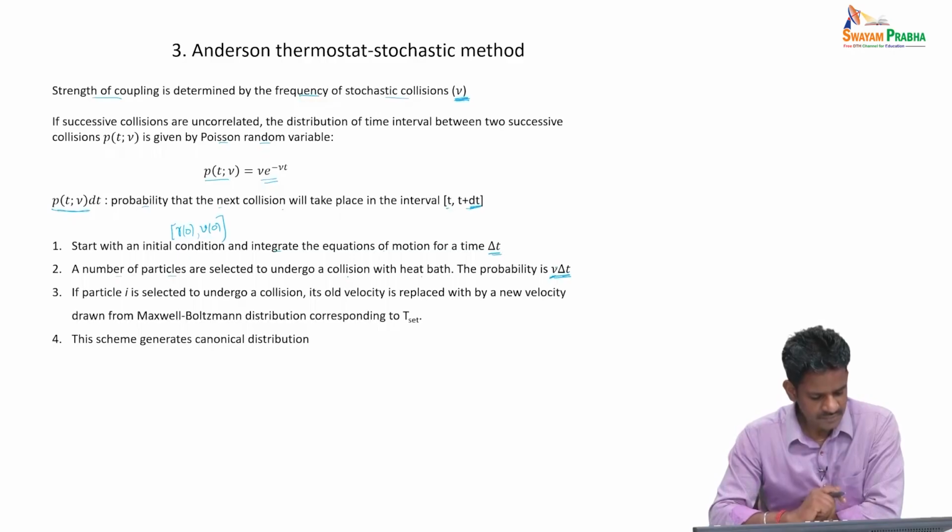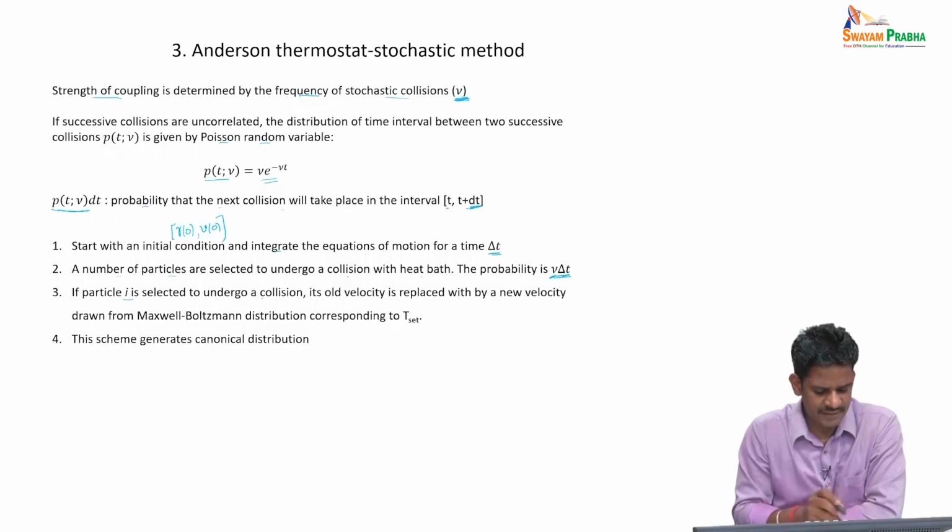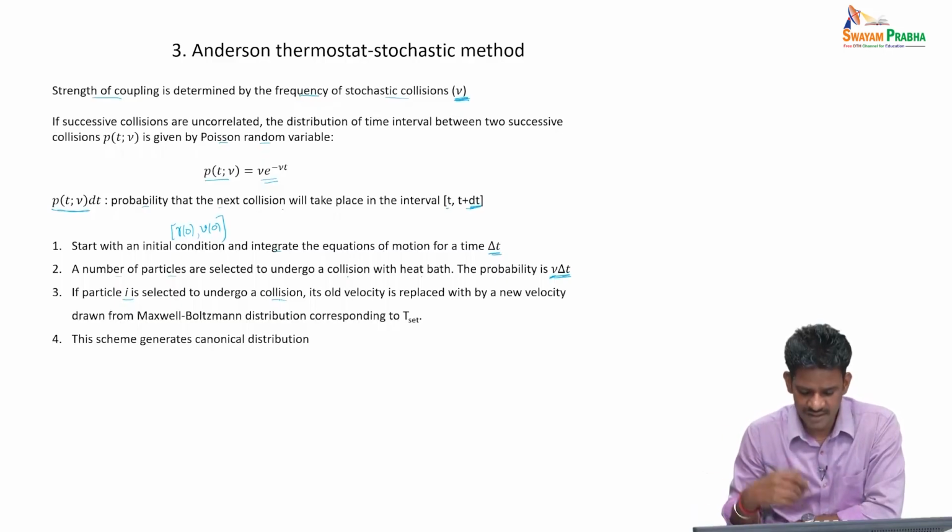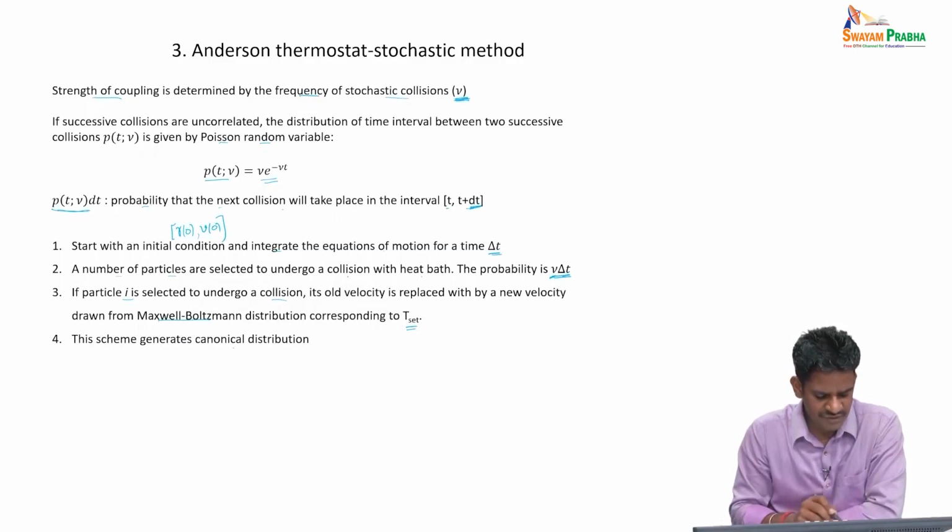Now, suppose a particle i is selected to undergo collision, what we do is we erase its velocity, which we obtained from the equation of motion, and rather we take the velocity from a Maxwell-Boltzmann distribution corresponding to a set temperature of T set. And then if you continue to do this, one can guarantee that this scheme will generate a canonical distribution of the state trajectory.